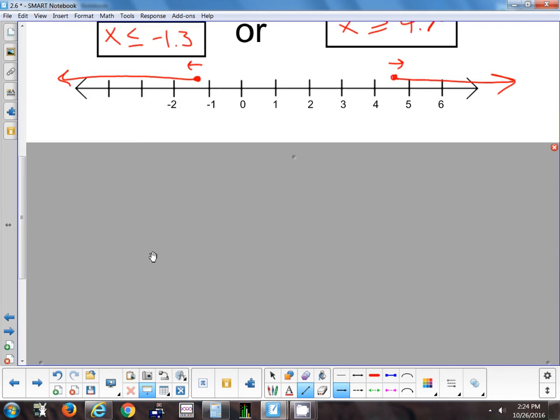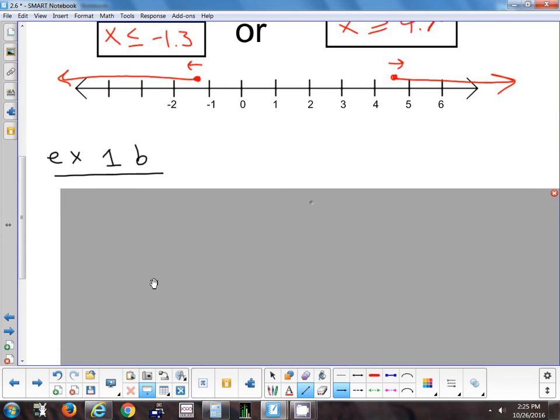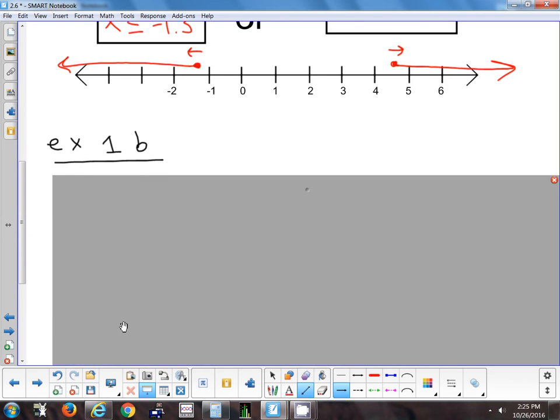Right, for an or, again, I could pick a number from this range, a number from -3.1 and up. I could pick -1,263,000. It would work. If I put it in, it would be true for one of these statements. I could pick a number from 4.7 and up, and it would work for one of these inequalities. For an or, only one number from either range will work, right? It only has to fit one of them. It doesn't have to work for both. For an and, it has to work for both.